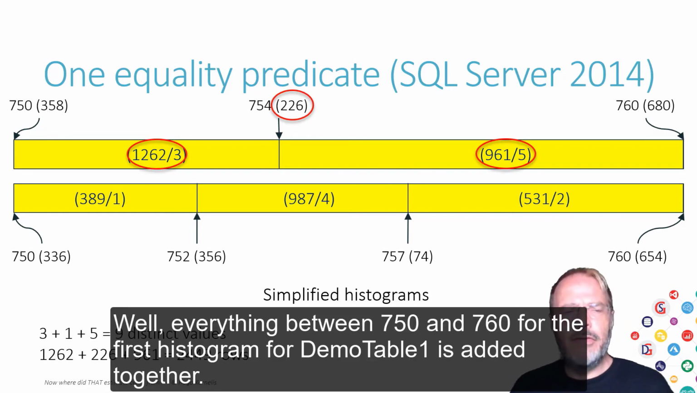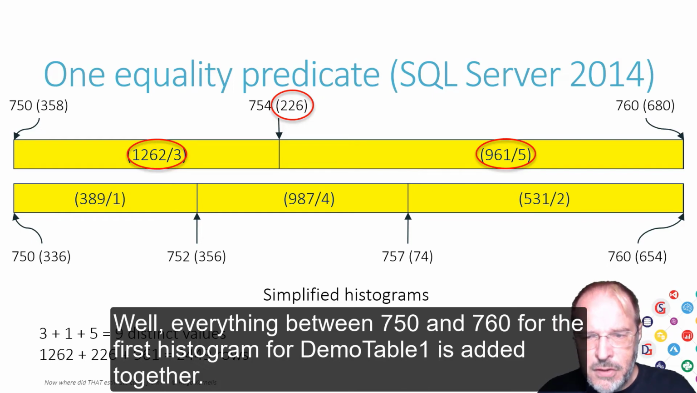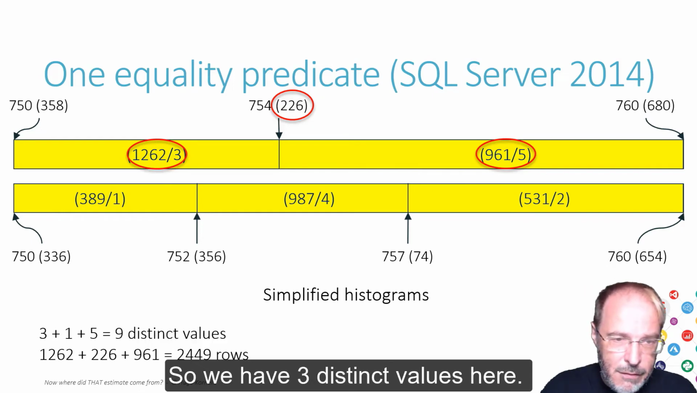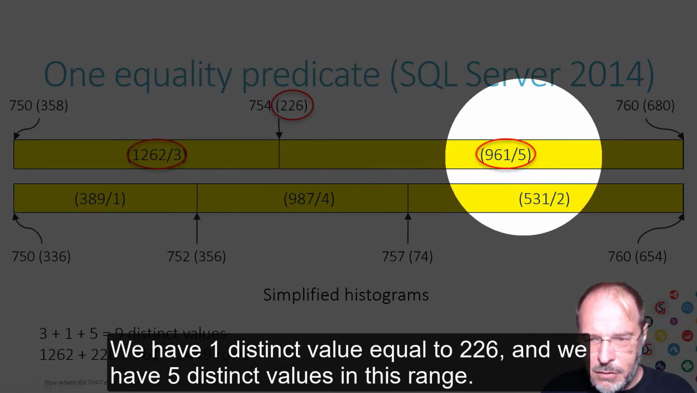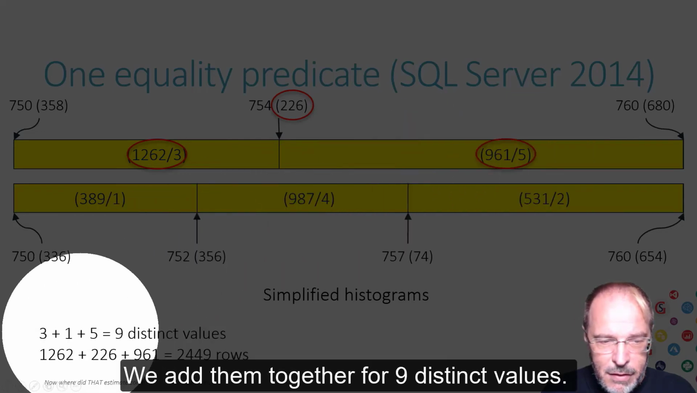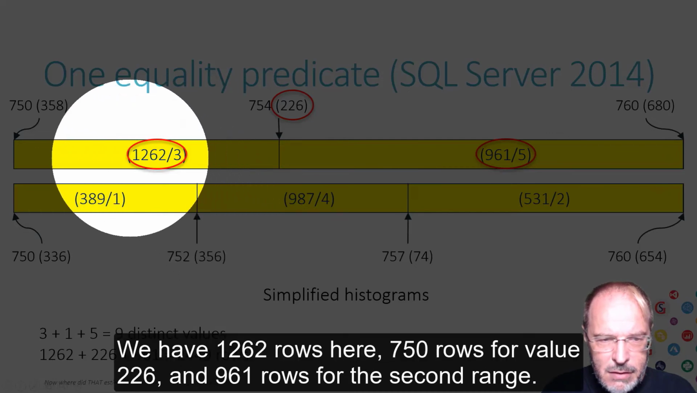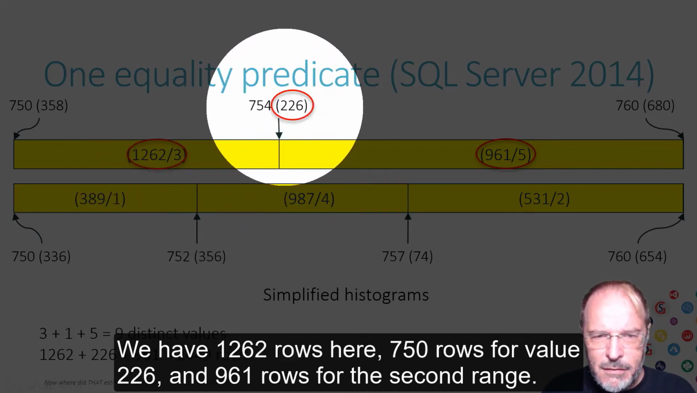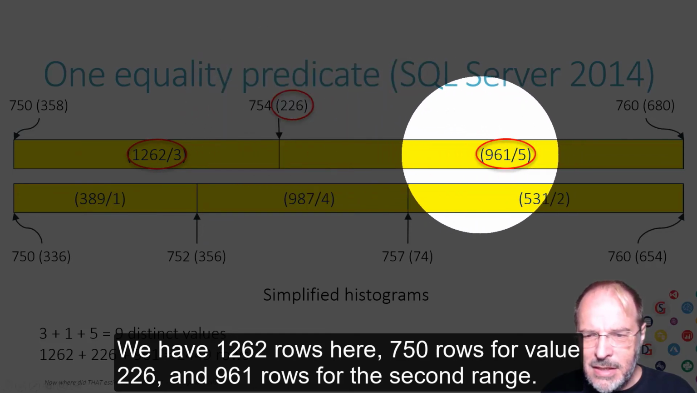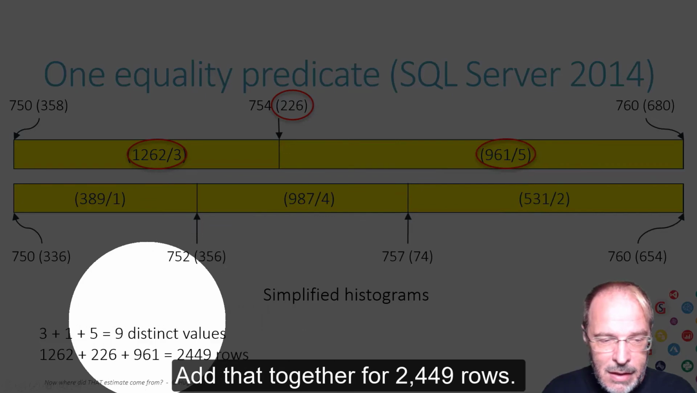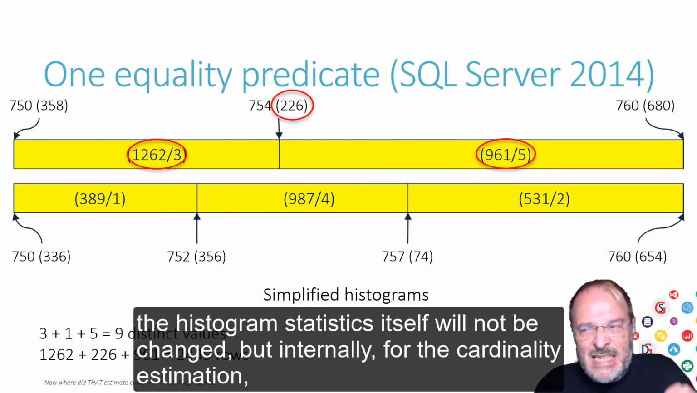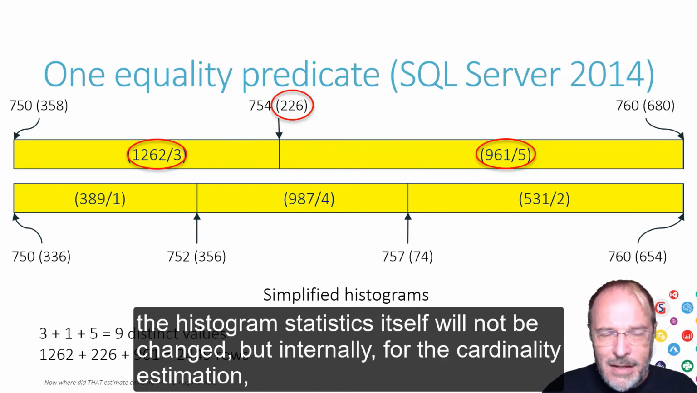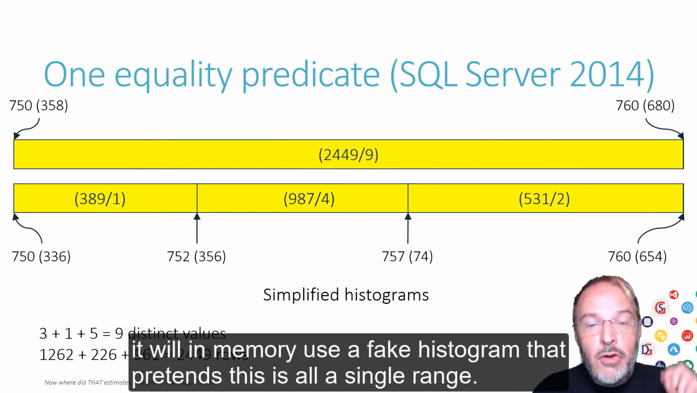Well, everything between 750 and 760 for the first histogram for demo table 1 is added together. So we have 3 distinct values here. We have 1 distinct value equal to 226, and we have 5 distinct values in this range. We add them together for 9 distinct values. We have 1262 rows here, 750 rows for value 226, and 961 rows for the second range. Add that together for 2449 rows. And now internally, the statistics itself will not be changed, but for the cardinality estimation, it will in memory use a fake histogram that pretends this is all a single range.